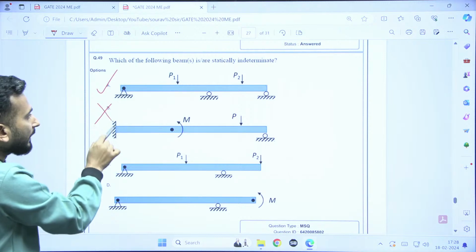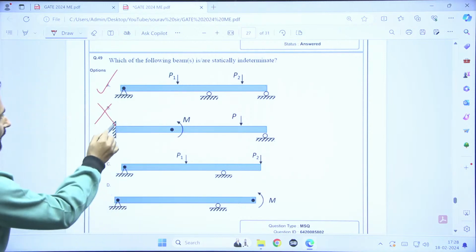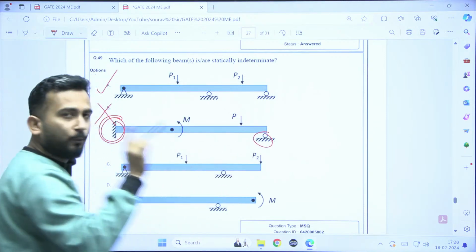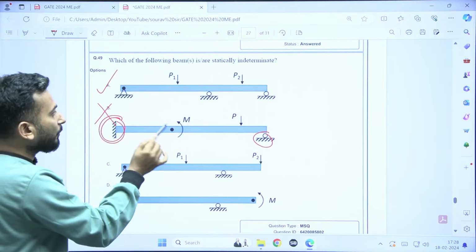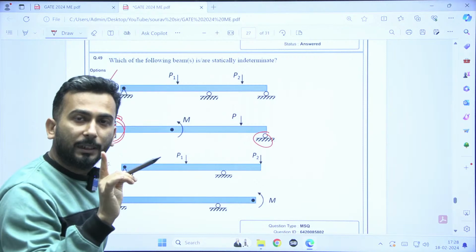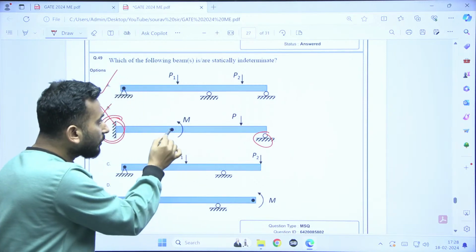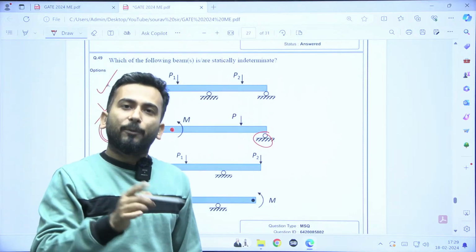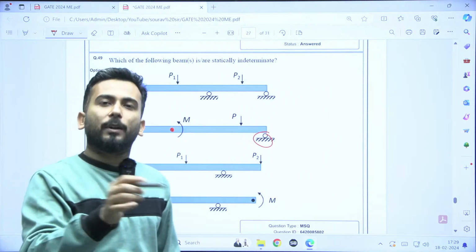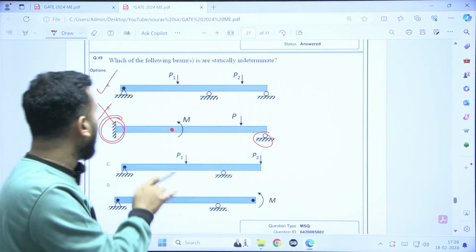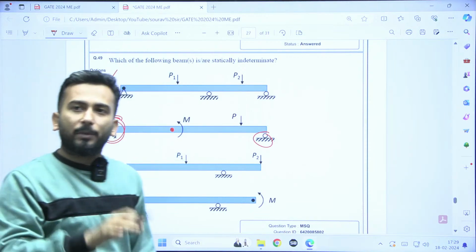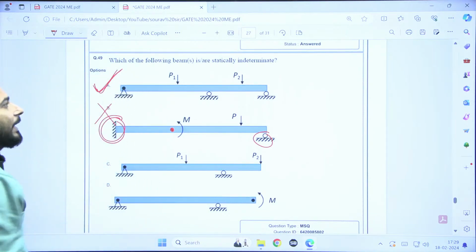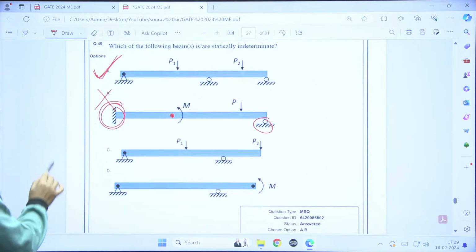B is not statically indeterminate. Why? 3 unknowns here, it's a fixed end. Over here 1 more, so 4 unknowns, and 3 equilibrium equations, but there is also a hinge, and the hinge itself gives you one more equation. So 4 unknowns and 4 equations. Many students told me B can be one of the answers, but no, B is not the answer. The only answer for this will be A.